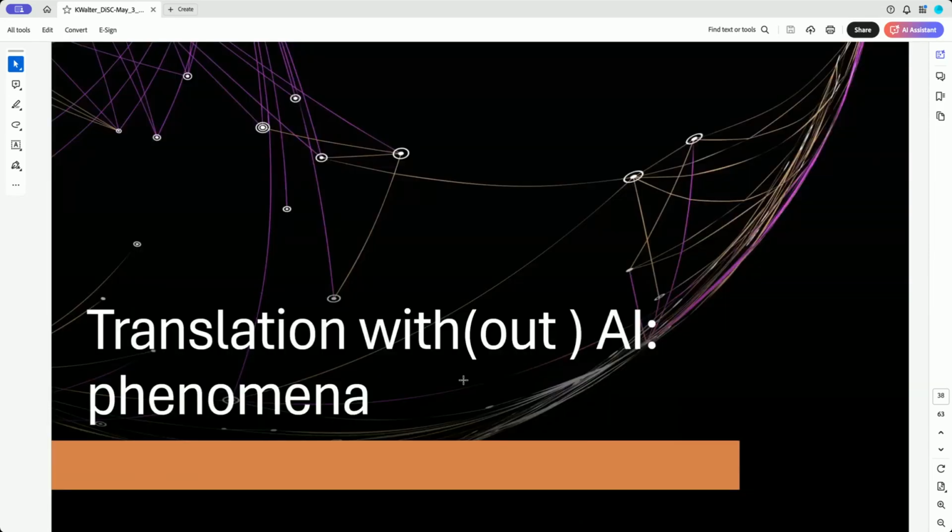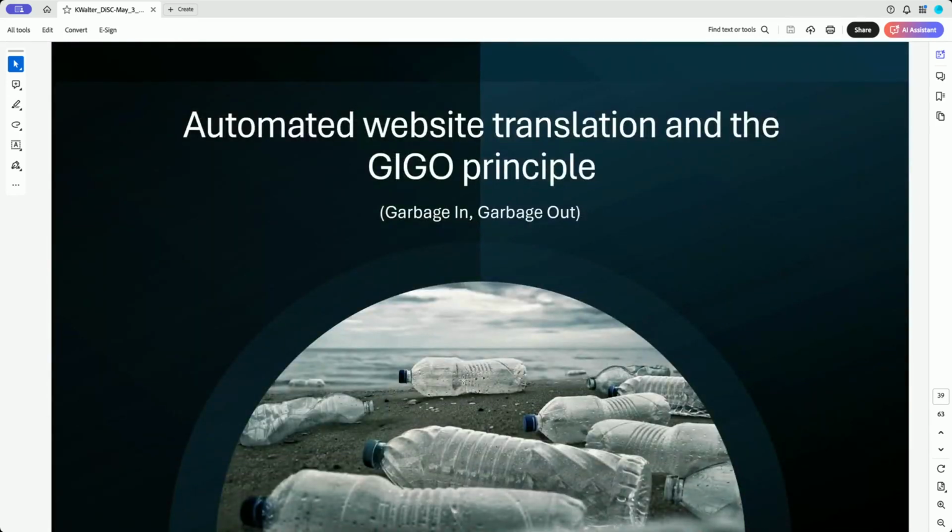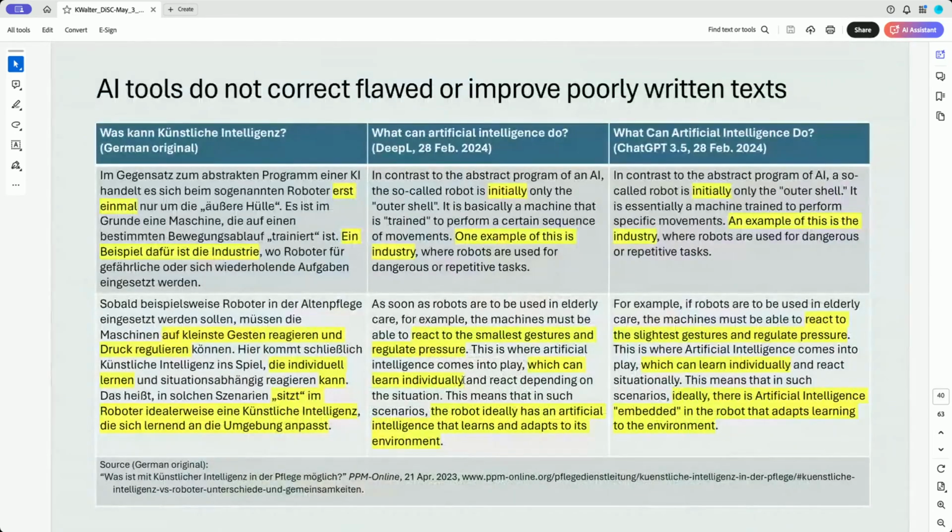Okay, I'm moving on to phenomena now, and I've got a number of different examples of things that I tried out. I want to start with the first general term, the GIGO principle, garbage in, garbage out. While it's not fair to say that the information on this website about the use of artificial intelligence in a care situation is exactly garbage, it's not the most well-written text. And if you look at the DeepL and ChatGPT translations, if you put in a poorly written text, what is going to come out is definitely not going to be any better, which in terms of framing this in terms of sustainability, is significant.